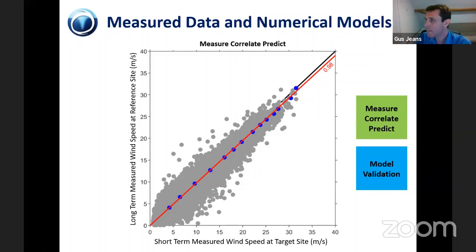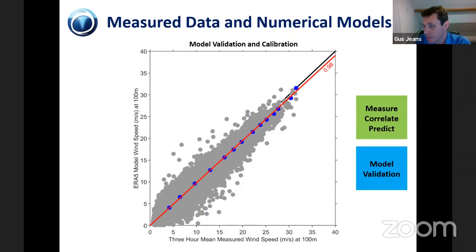So that illustrates the concept from the perspective of wind resource, measure, correlate, predict. But in fact, if I just strip away the axes labels, this is actually just a plot of model wind speed from the ERA5 global wind model at 100-meter elevation, plotted against, in this case, 3-hour mean measured wind speed, effectively the same location. So in fact, this is, in the Metocean community, what we call model validation and calibration.